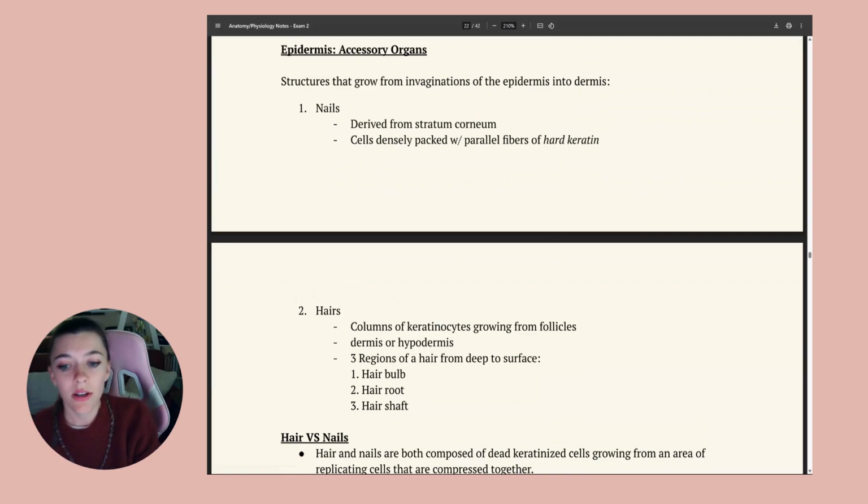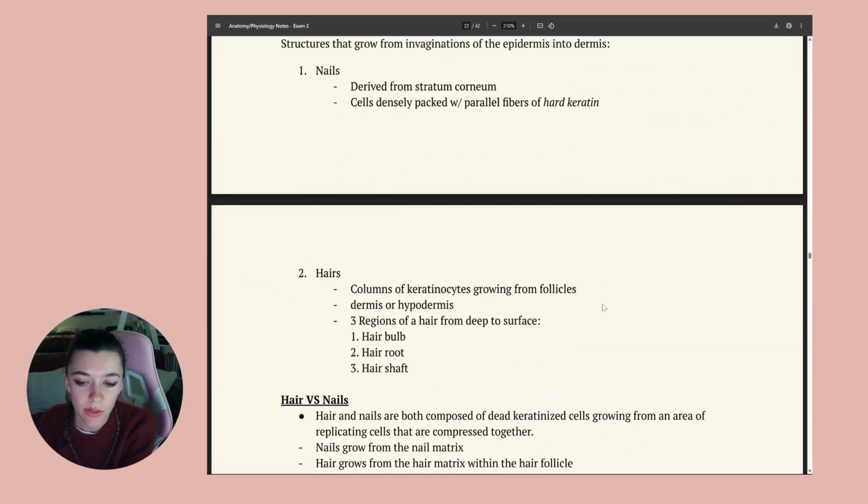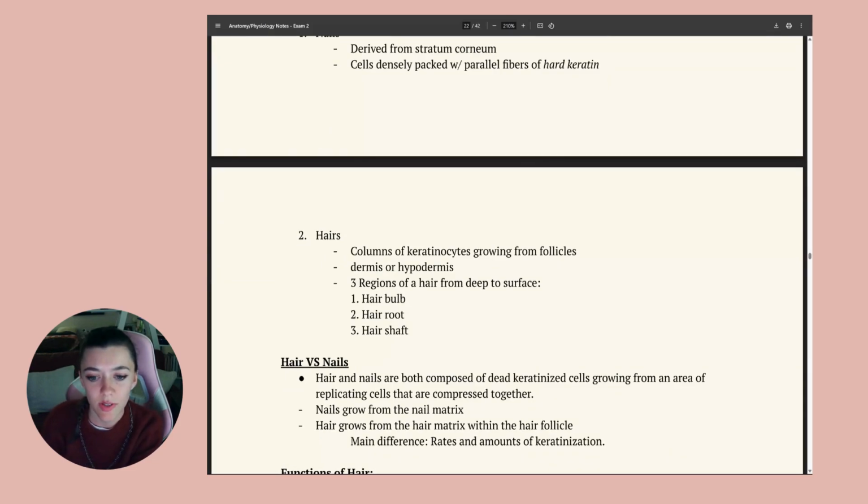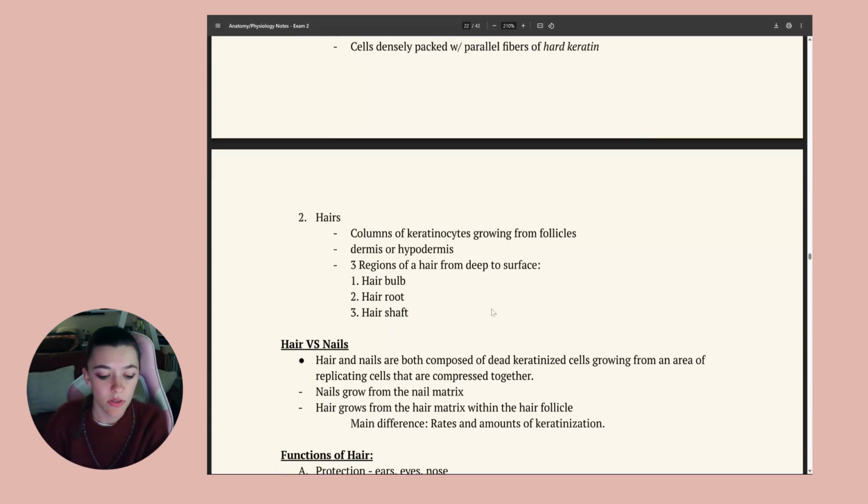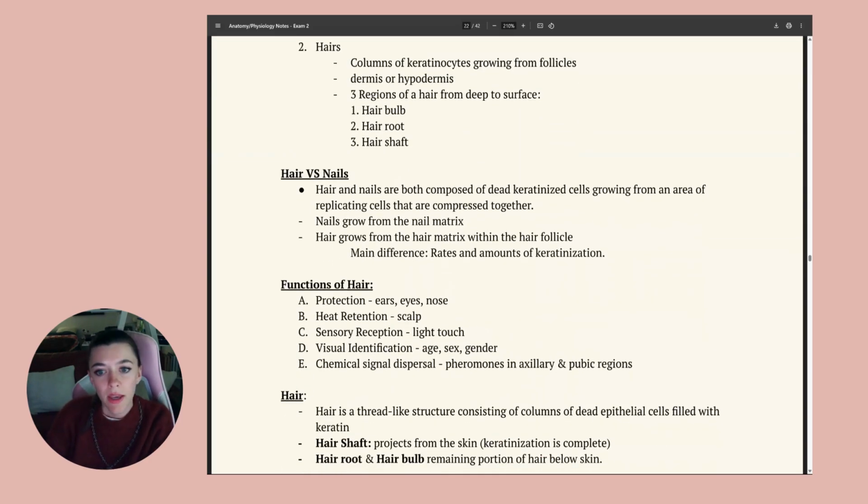Hairs. Those are columns of keratinocytes growing from follicles. Those are produced in the dermis or the hypodermis, and there are 3 regions of a hair from deep to surface. That's going to be your hair bulb, your hair root, and then your hair shaft. Shaft is going to be the little part that sticks out of your skin. The root is inside, and the bulb is surrounding that. Hair and nails are both composed of dead keratinized cells growing from an area of replicating cells that are compressed together. Nails grow from the nail matrix, and hair grows from the hair matrix within the hair follicle. The main differences are going to be the rates and amount of keratinization.